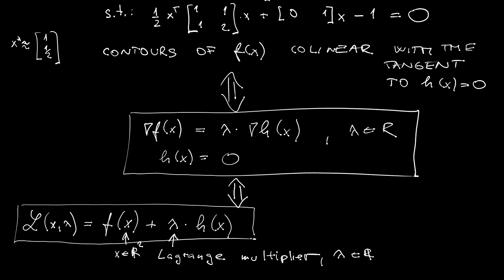Now, using this new function, I can rewrite these necessary conditions in the following very simple and compact way, and that is that the gradient of the Lagrangian L is equal to 0.